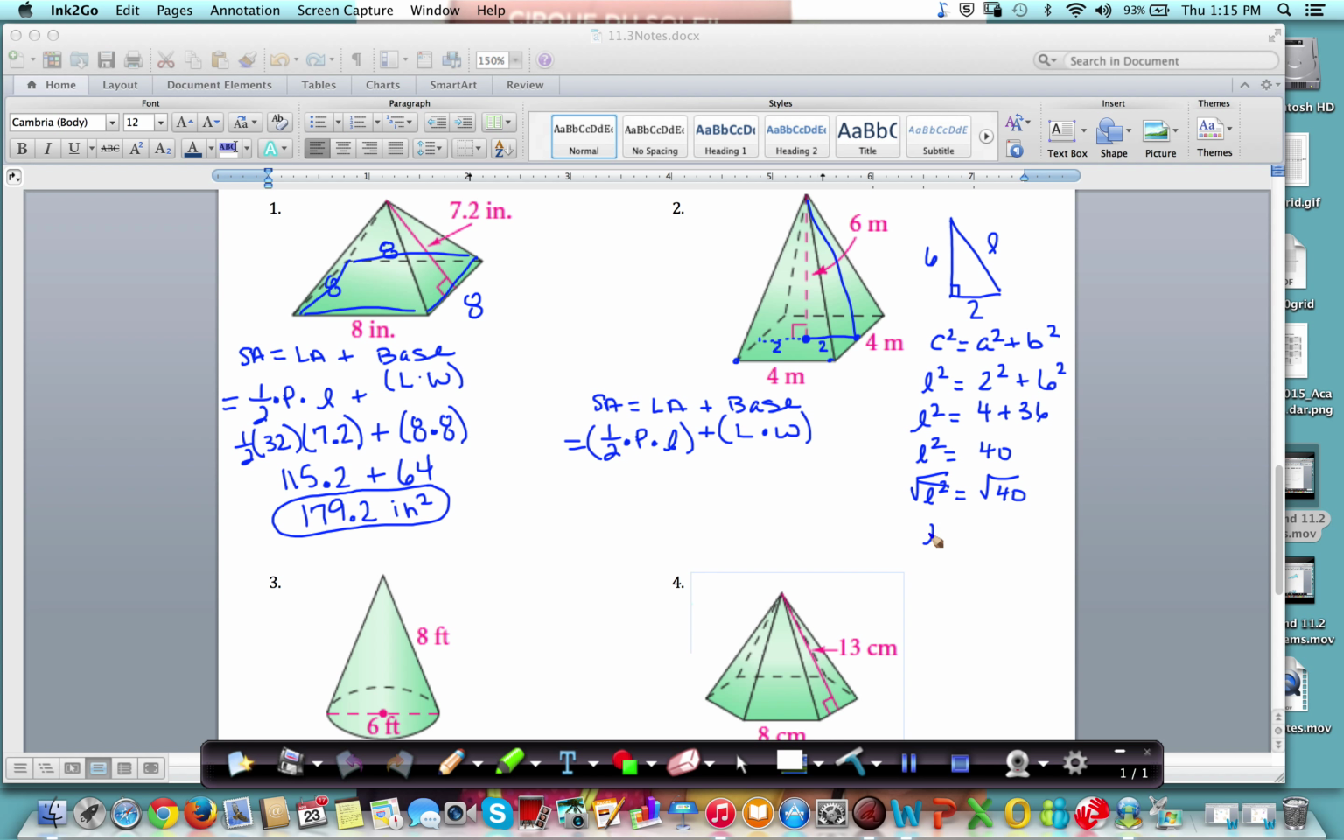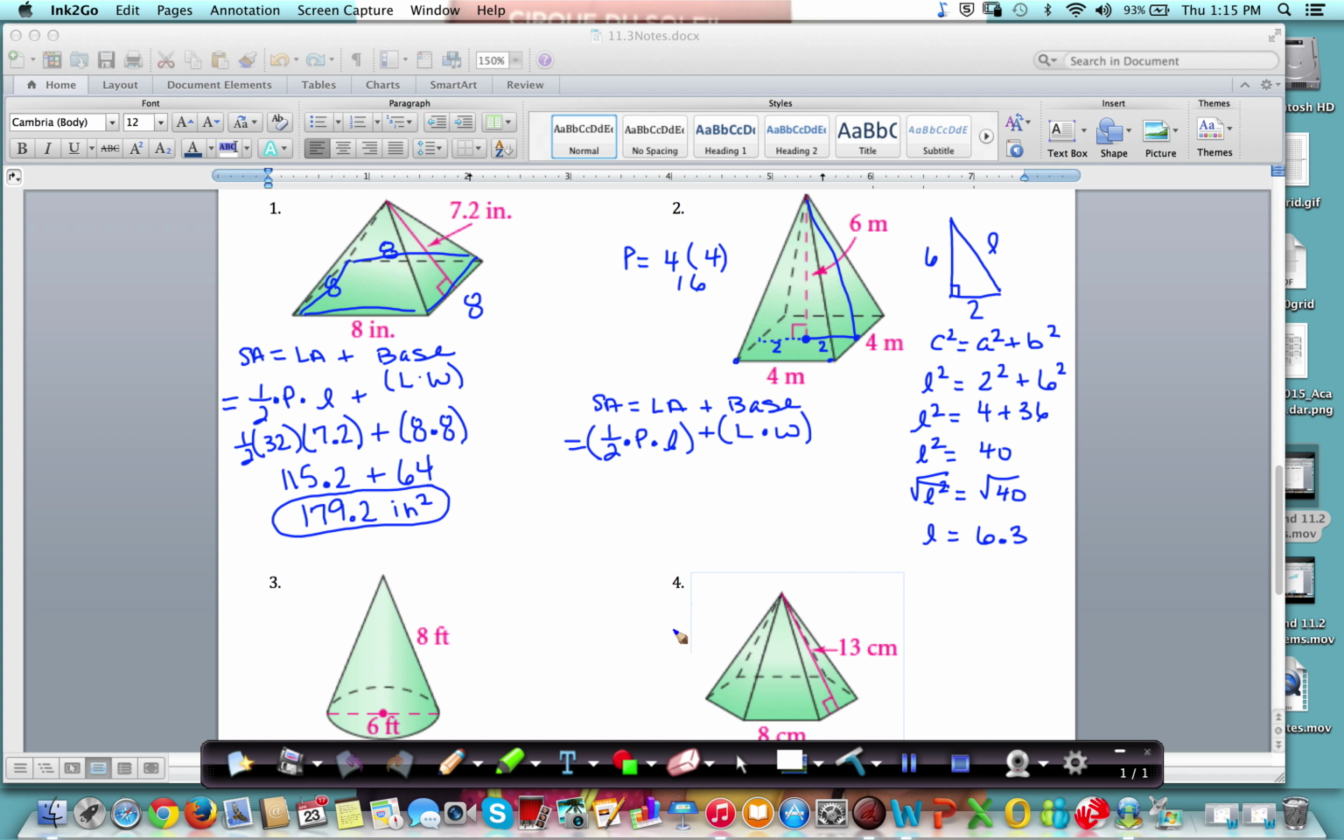And that leaves me with L is the square root of 40, which rounds to 6.3. We always round to the nearest tenth. So I have my slant height. I can get my perimeter because perimeter equals a side times the number of sides, and there are 4 sides, so my perimeter is 16.